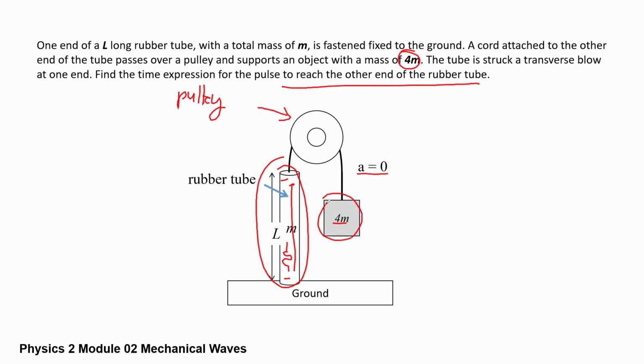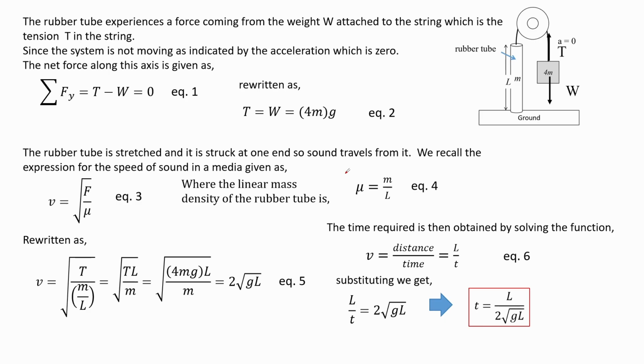So the mass creates a force pulling this rubber tube by some force F, or for this case it would be the tension. We need to use certain equations that we learned about forces in order to solve this problem. As we said, the rubber tube experiences a force coming from the weight of the object.